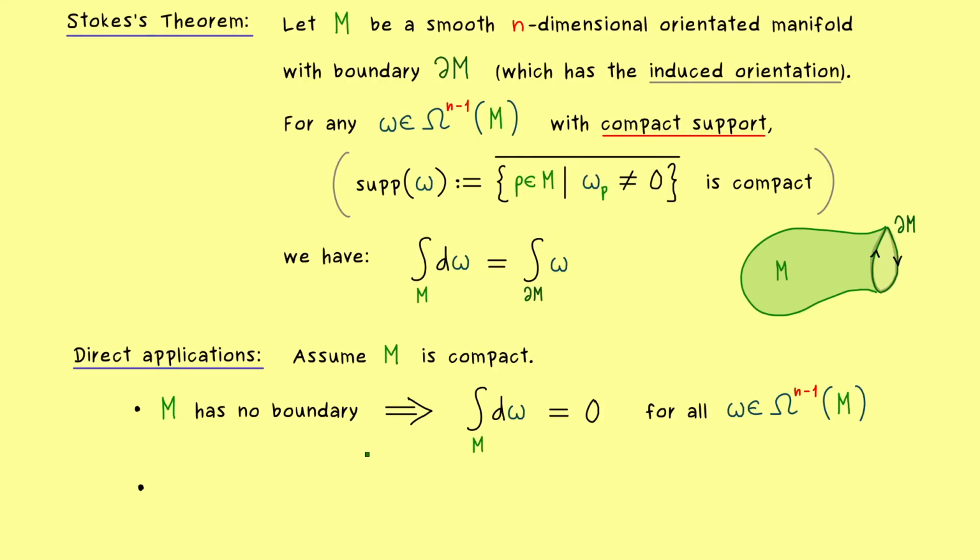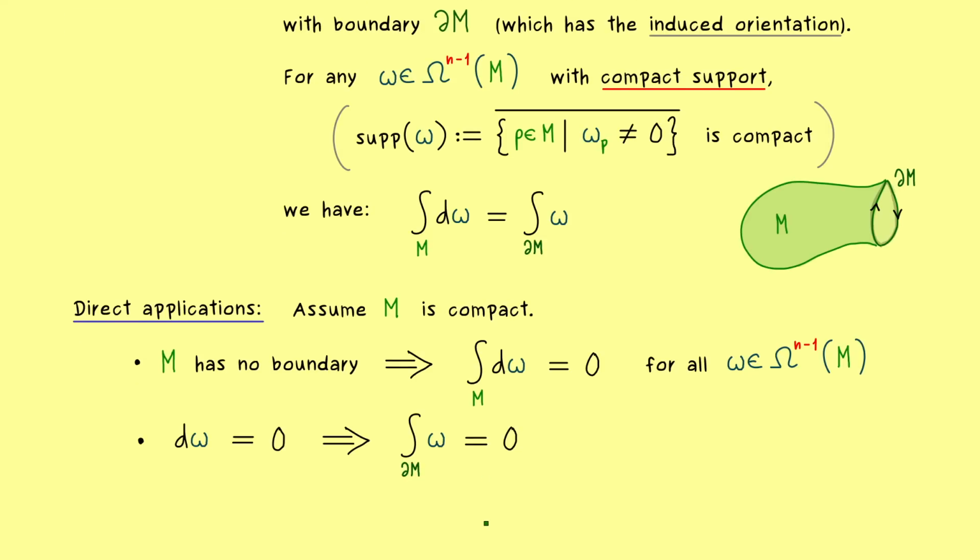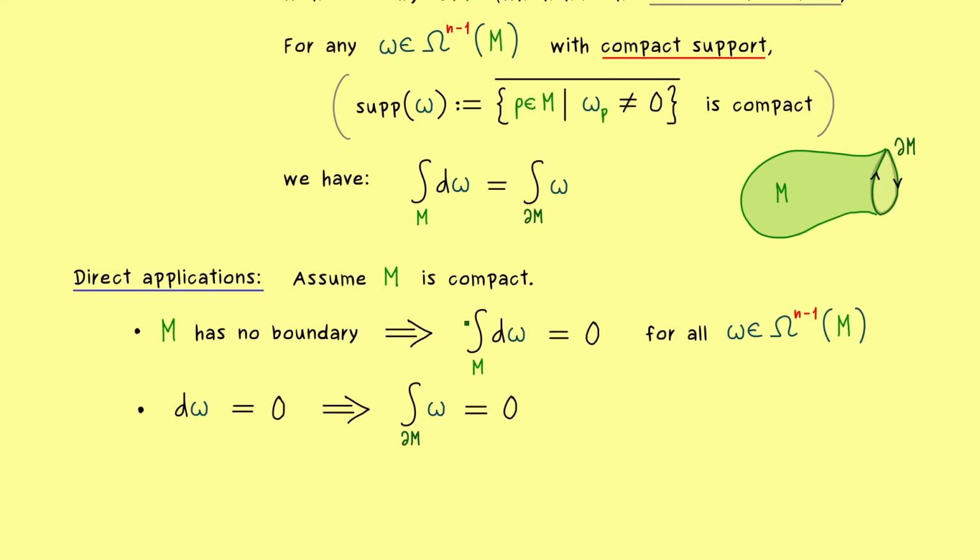On the other hand, we could also consider manifolds with boundary, but then we could look at differential forms where d omega is equal to 0. Hence then in Stokes' theorem the left hand side vanishes. So the conclusion is that integrating omega over the whole boundary still vanishes. Here we see we get the value of an integral without even calculating the integral at all.